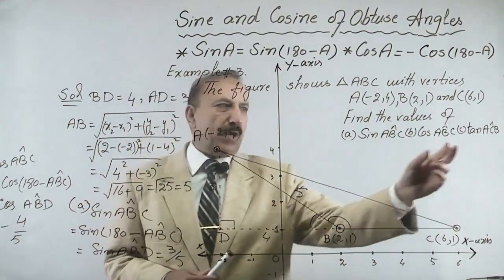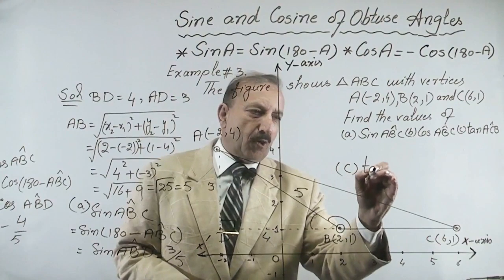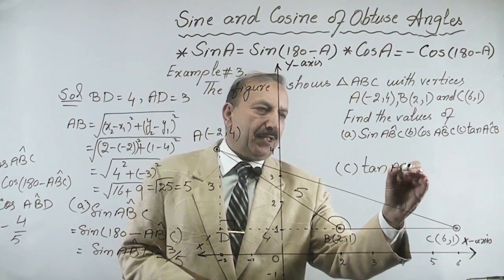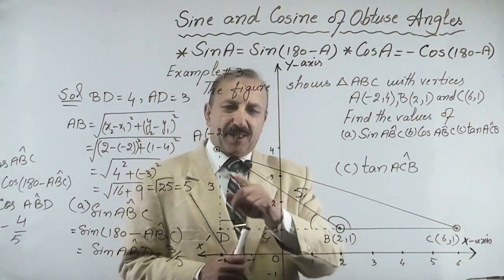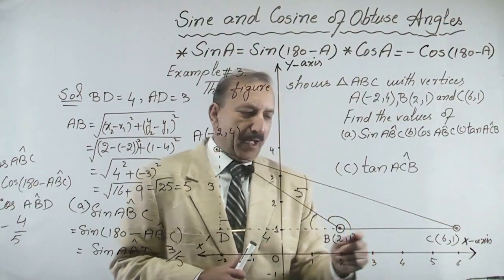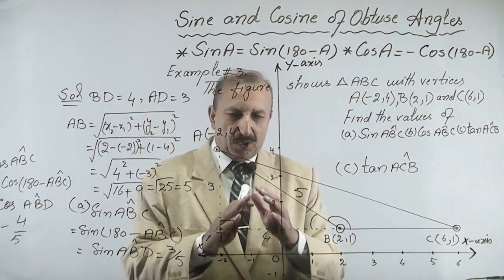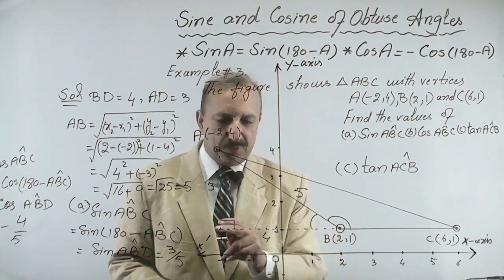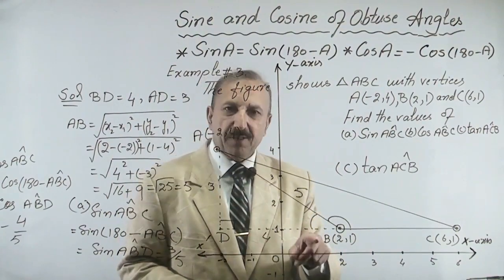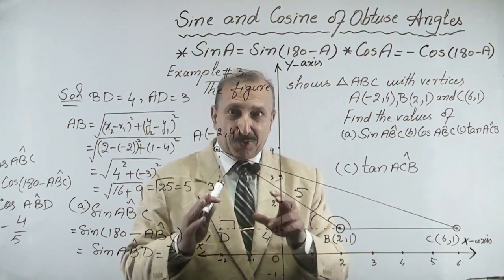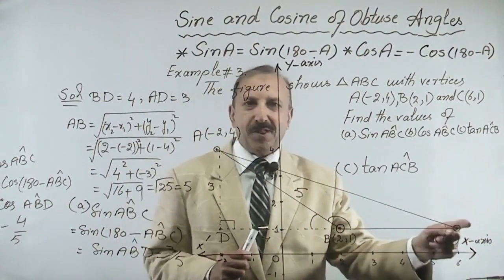And now let's move towards part C. Part C is tangent of ACB, we are supposed to find. My dear students, look here, this angle is ACB. Although its representation is only up to here, if we look at this figure where I have drawn dotted lines, it makes one small right angle triangle ADB, and at the same time, if you look closely, there is a larger right angle triangle ADC as well.